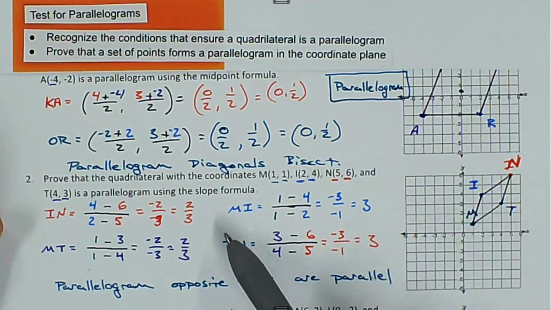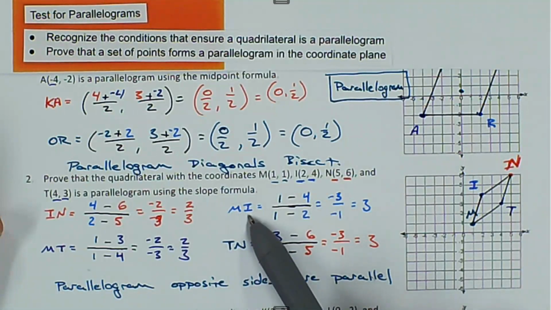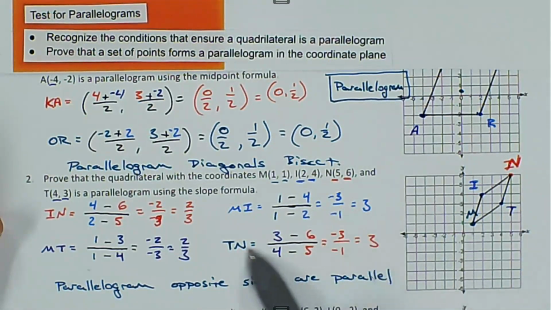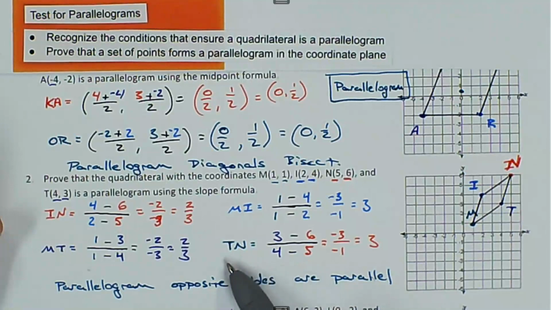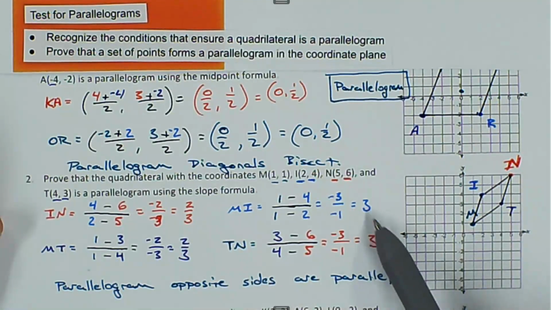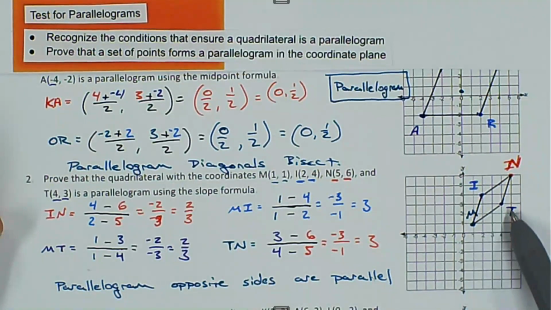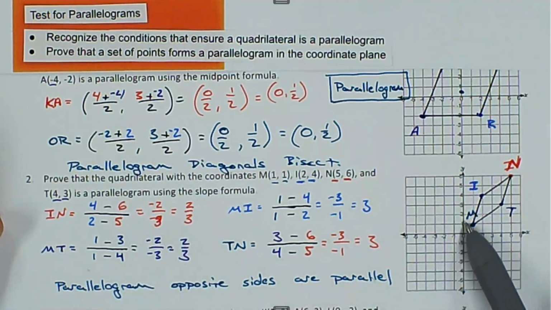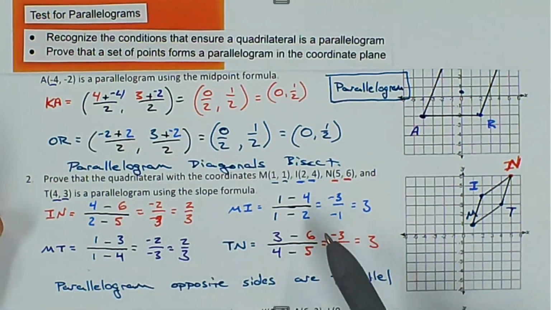Check MI. Coordinates for M, 1 over 1. Coordinates for I, 4 in the numerator, 2 in the denominator, and we get 3. So we just have to check TN. Coordinates for T are 3 for the Y, 4 for the X. Coordinates for N, 6 for the Y, 5 for the X, and we get 3. So because TN and MI both have a slope of 3, and IN and MT both have a slope of 2/3, this is a parallelogram because opposite sides are parallel.